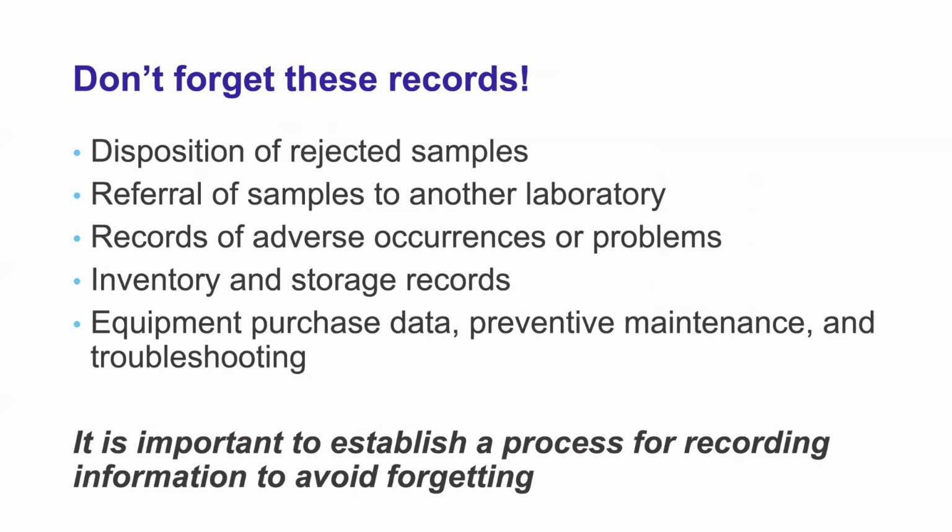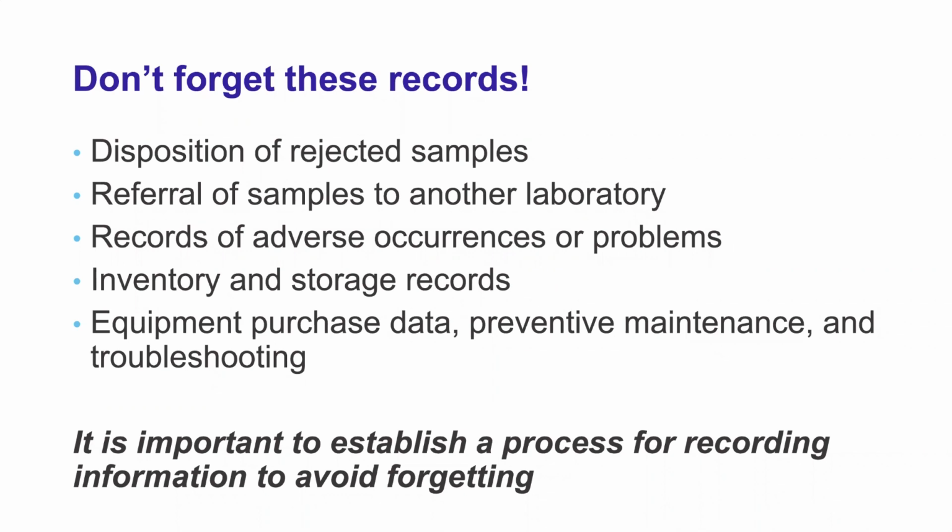So these are records that are often forgotten about. Disposition of rejected samples, referrals of samples to another laboratory. So let's say you send a sample out for TB testing, because you don't do that testing in-house. You need to keep track that you sent that sample and when you sent it, so you can follow up on the results. Records of adverse occurrences or problems, inventory or storage records. That's a pretty common one to forget, but very critical for tracking supply issues. Equipment purchase data, preventative maintenance, and troubleshooting.